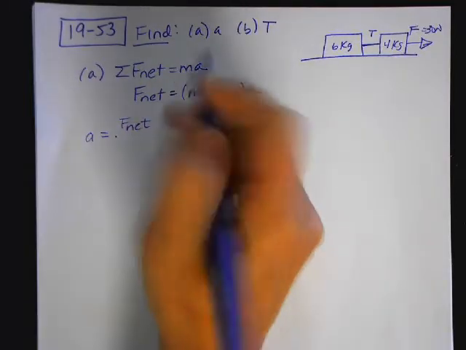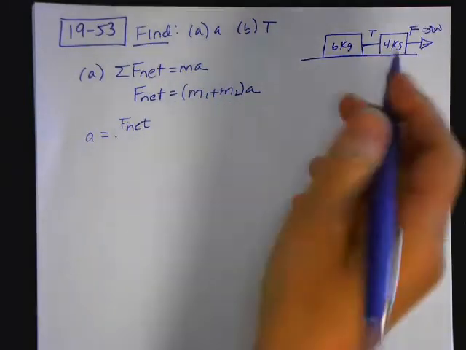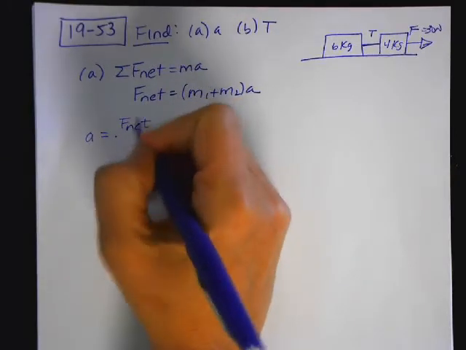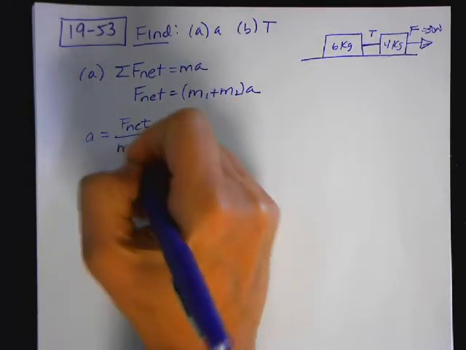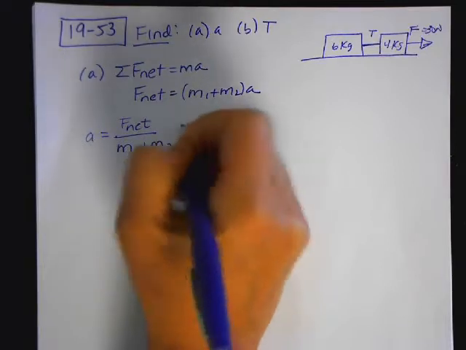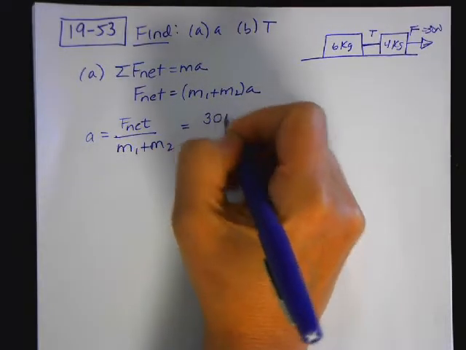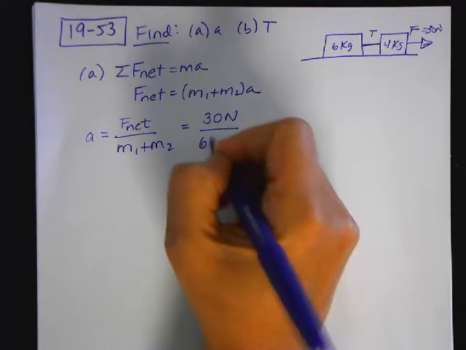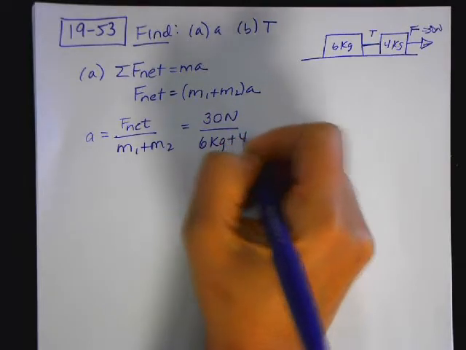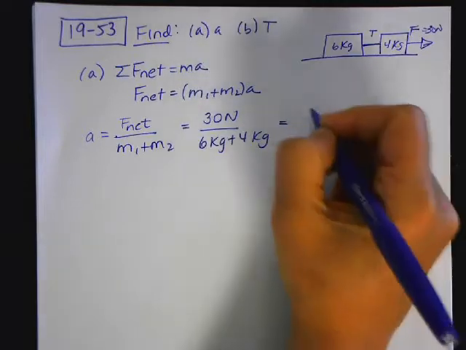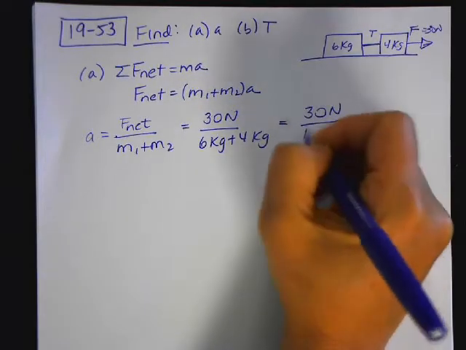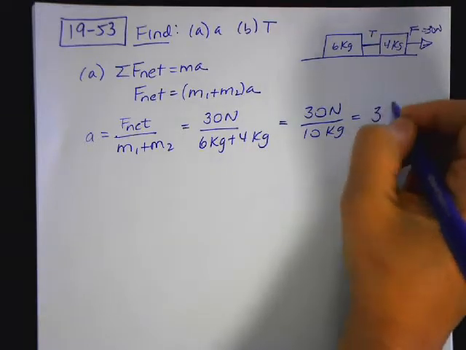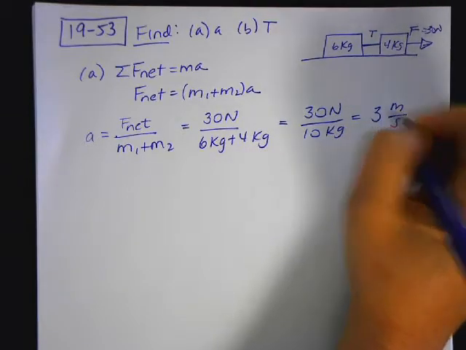over M1 plus M2. The only force acting on it is the 30 Newton force to the right, which I didn't write. So this is equal to 30 newtons divided by 6 kilograms plus 4 kilograms. So 30 over 10 is equal to 3 meters per second squared.